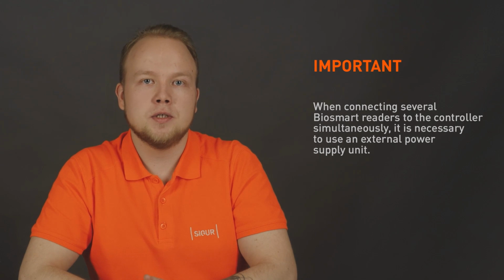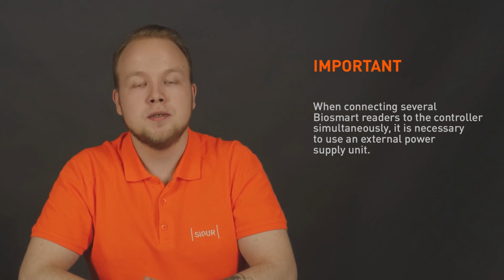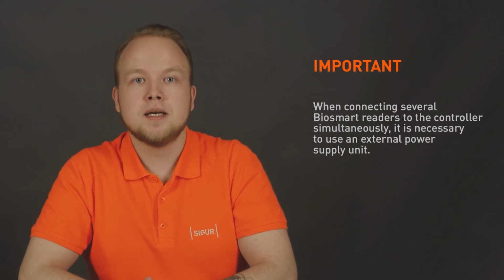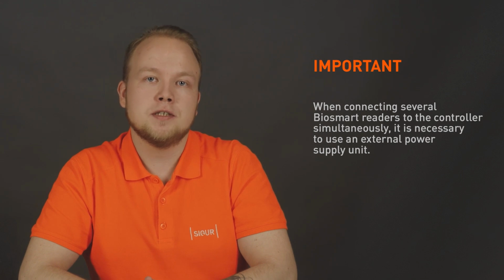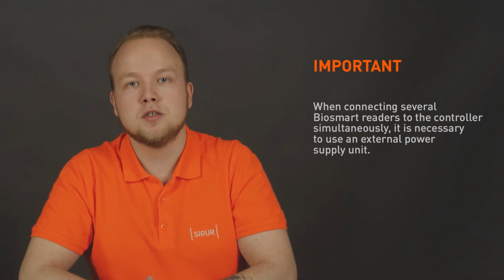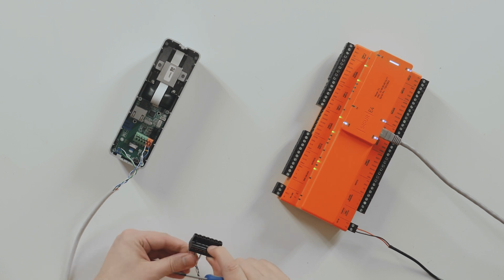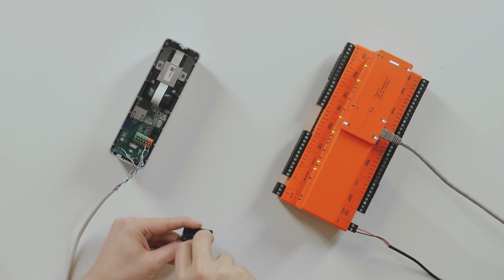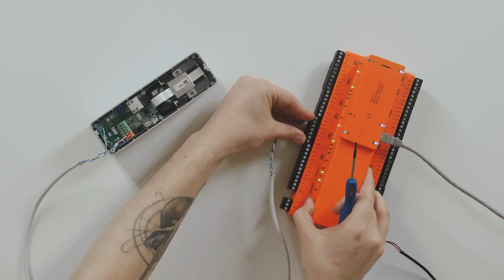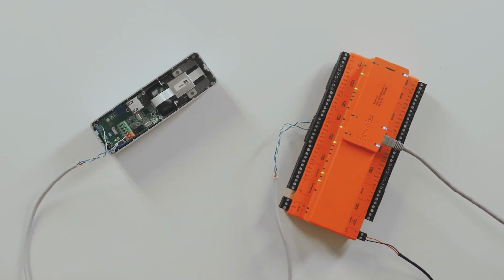I would like to note that when connecting multiple readers to the controller simultaneously, an external power supply must be used. Since we have only one reader, it can be connected directly to the controller port's power line. Depending on the model, the controller terminals may have different names. You can find the names of the terminals for your model in the manual on our official website. The power supply line for the Biosmart 5M reader is via the 0V and 12V terminals, attached to the E4 controller port, 12V to power and 0V to ground.